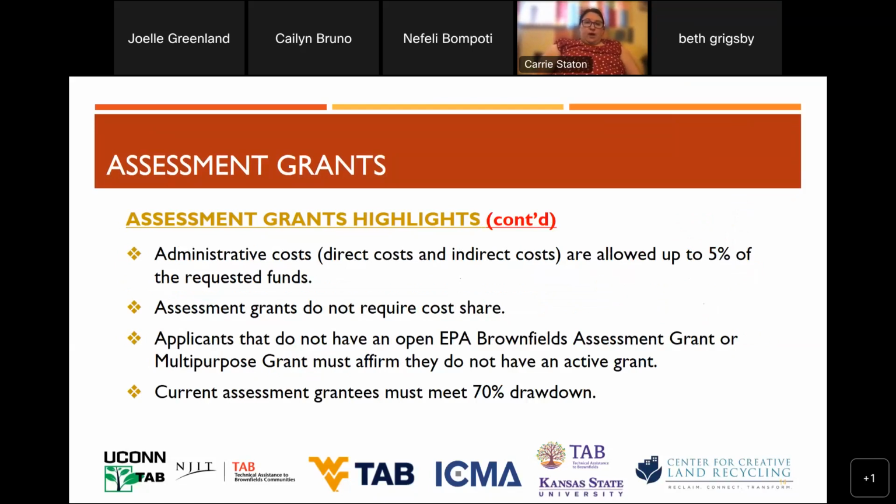All right, administrative costs are allowed up to 5% of the requested funds. This is true for all of the grants and has been the case for several years now. Assessment grants do not require cost share. And if you do not currently have an assessment grant or a multi-purpose grant, you just need to make sure that you say that. So a good rule of thumb for all of the grants is if there's a question, even if it doesn't apply to you, you should say specifically, directly, this does not apply to me, rather than skip it, just to be sure that it's clear to the reviewer. And if you do have a current assessment grant, you must meet the 70% drawdown in order to be eligible for new funding this round.